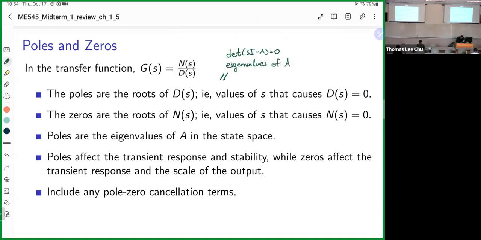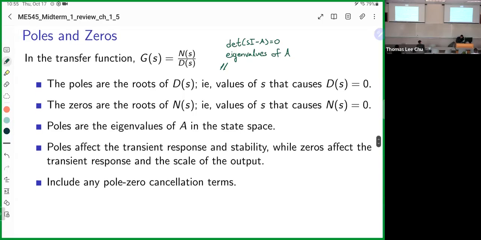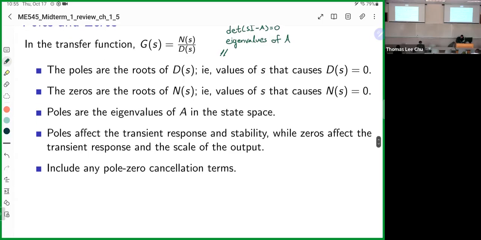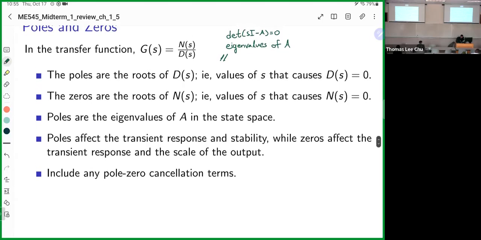And then the zeros are the roots of the numerator polynomial, or in other words, values of s that cause the numerator polynomial to equal 0. Here I have poles are the eigenvalues of A in state space, and poles affect the transient response and stability, while zeros affect the transient response and the scale of the output. You also want to include any pole-zero cancellation terms in the equation.